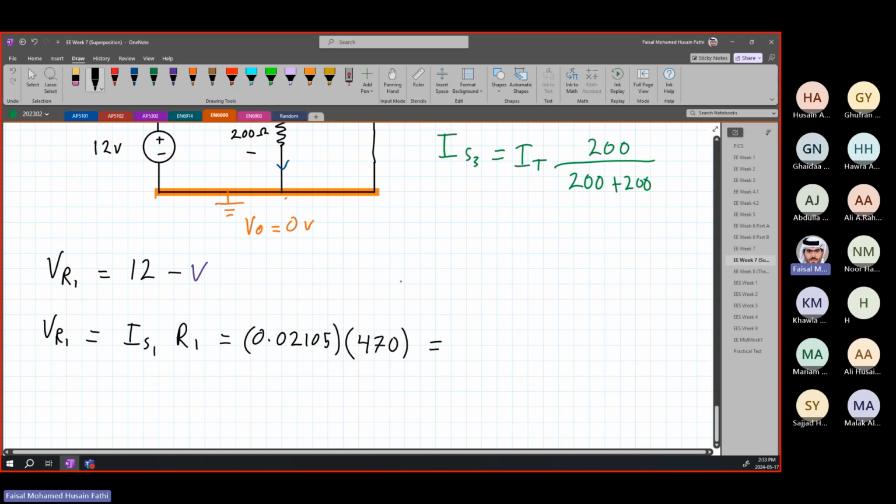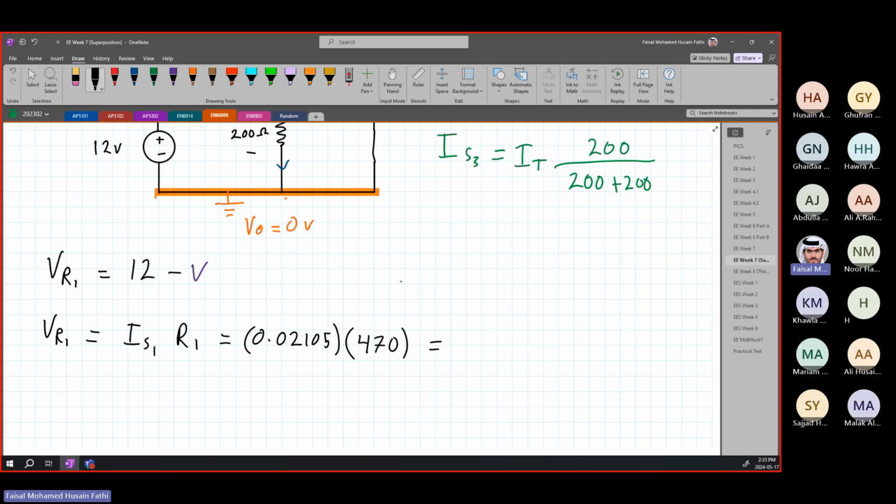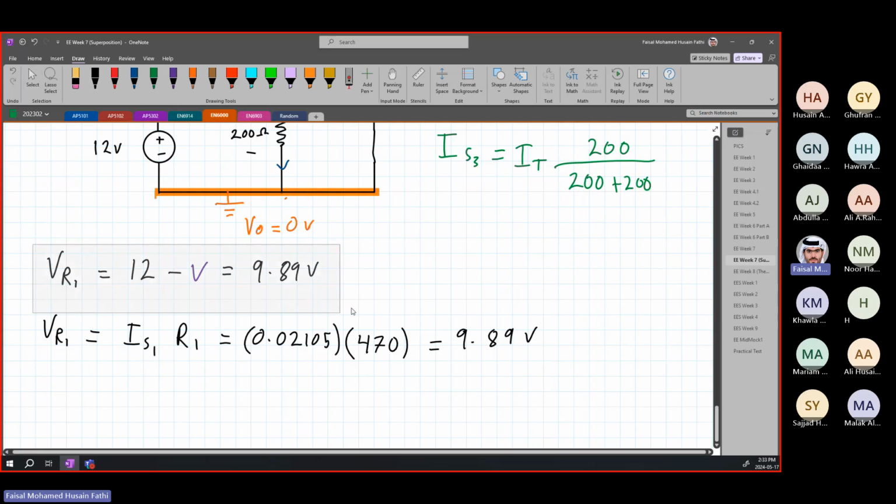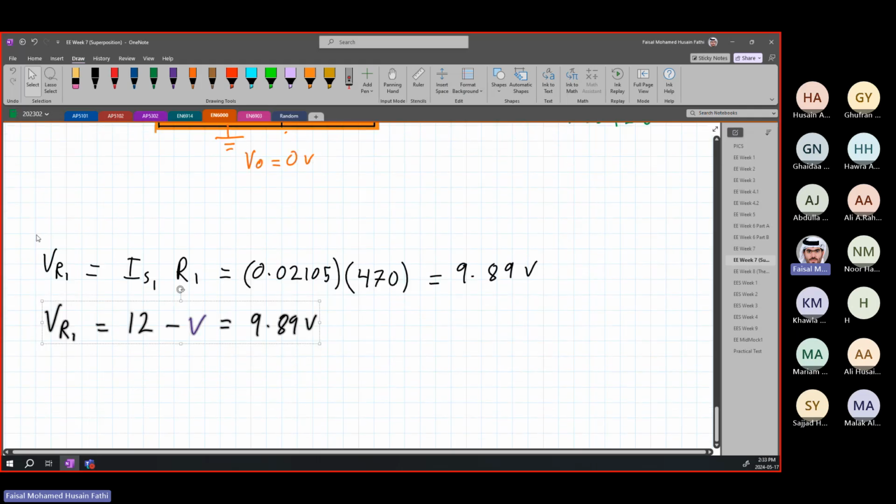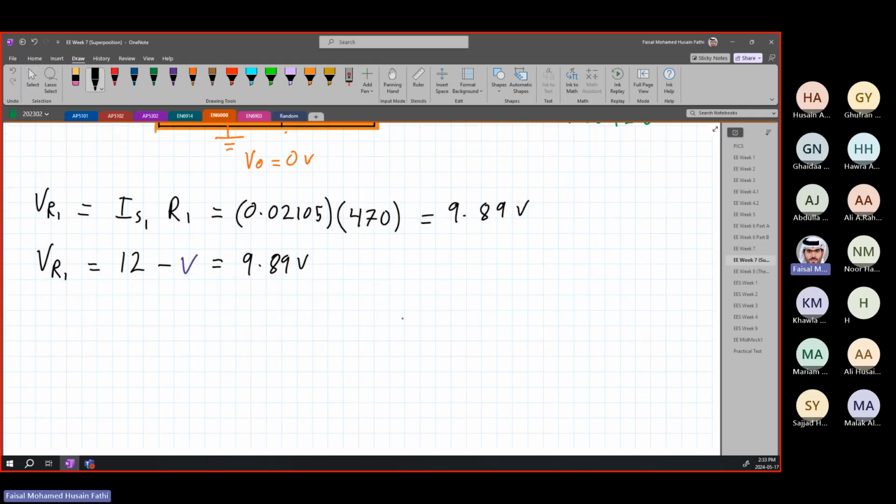So now we have found our VR1 to be 9.89 volts. And then, so we know that this is going to be equal to 9.89 volts. Let me just put this down so that there is no confusion. So it's going to be like this, all right? So now we can find our V. It's equal to, we just take it to the other side and take the 9.89 back. So it's going to be 12 minus 9.89, which is 2.11 volts.